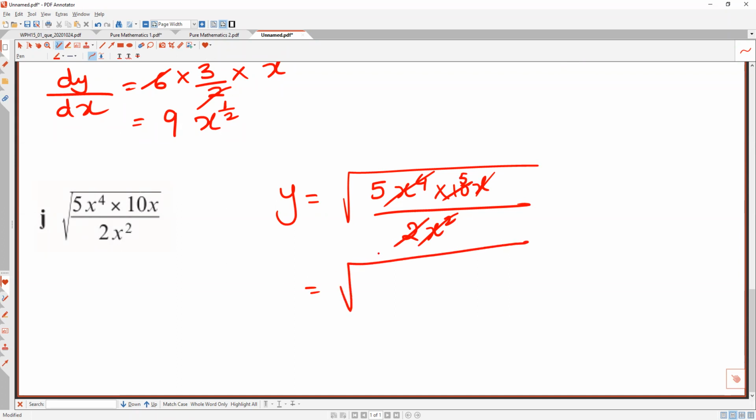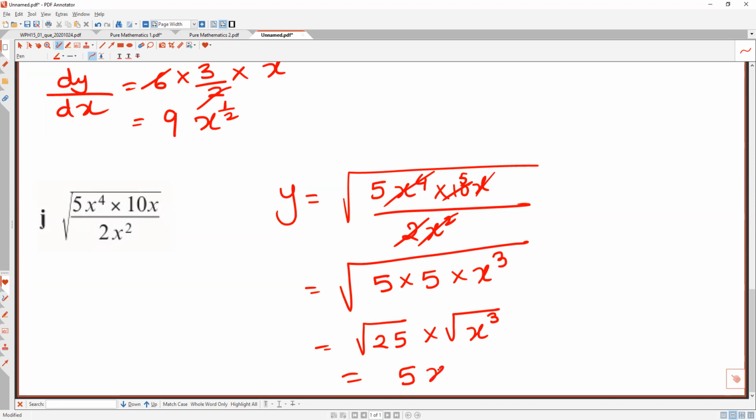You saw? Now, 5 into 5 is what? 5 into 5 into x cube, divided by what? Nothing else. Yeah, 25. So root of 25 multiplied by root of x cube. All of you got this? Okay. Root of 25 multiplied by root of x cube. Root of 25 is 5. And here what will I write? x raised to 3 by 2.